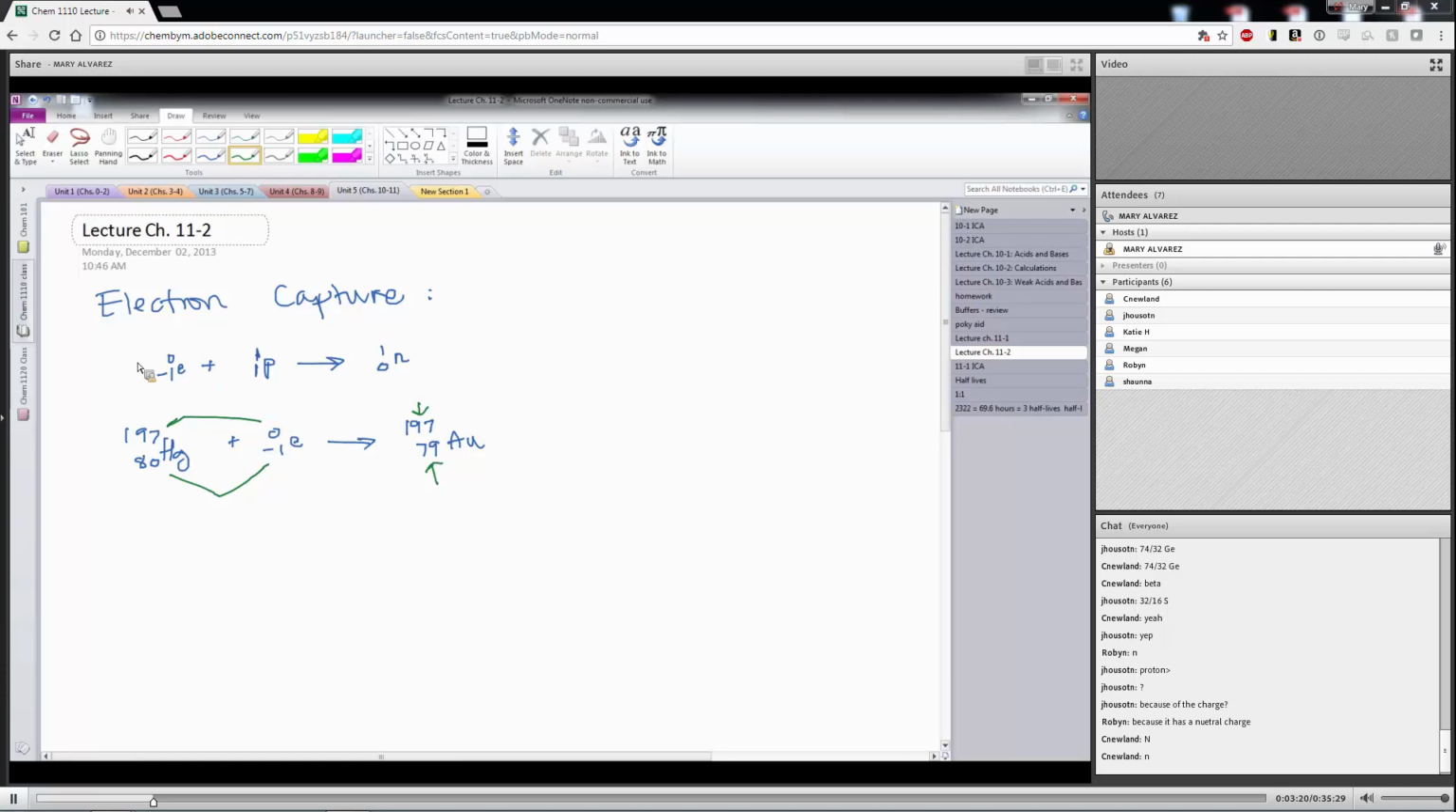But because I captured the electron rather than emitting it, I'm no longer emitting it, I'm picking it up. This is now one of my reactants. It's on the left-hand side of the arrow. Everybody see what's going on there?